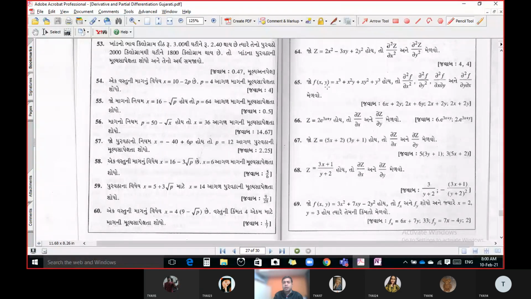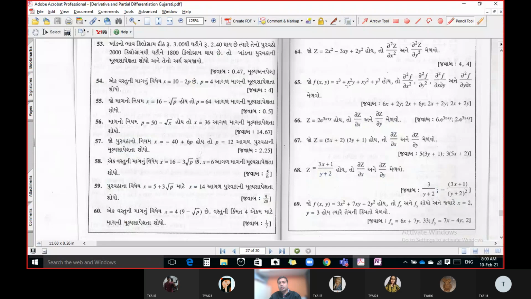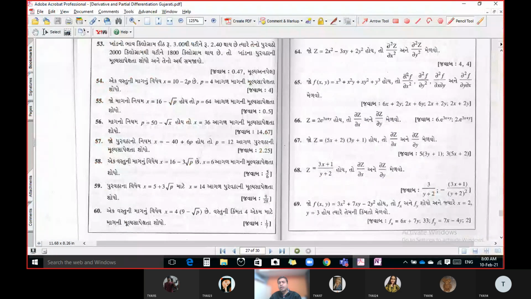Question 65. If f of x, y equals x cube plus x square y plus xy square plus y cube, then find del square f upon del x square, del square f upon del y square, del square f upon del x del y, and del square f upon del y del x. So we want to find these four things.